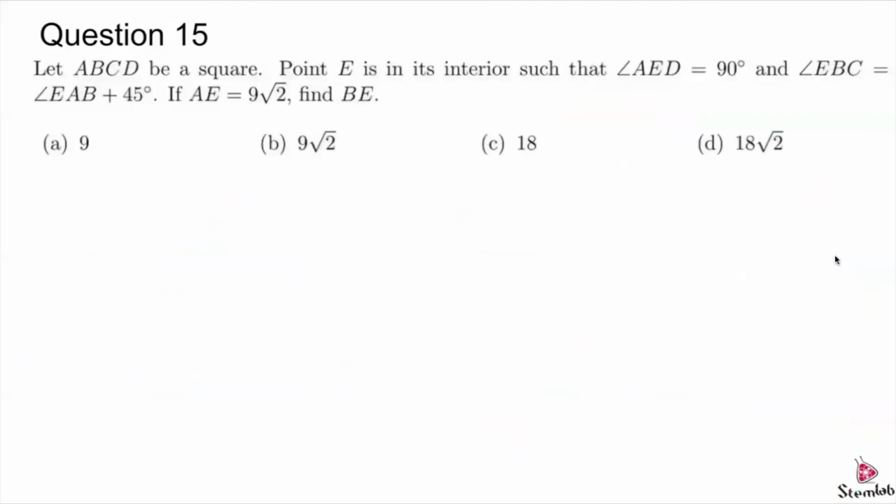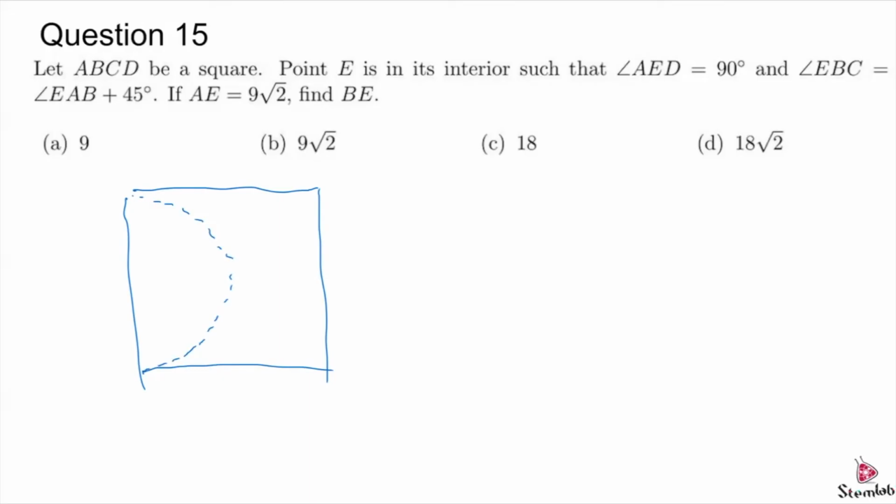Question 15. Let ABCD be a square. Point E is in its interior such that AED is 90 degrees and EBC is equal to EAB plus 45 degrees. If AE is 9 root 2, find BE. Okay, well, let's try to draw this figure out. So we have a square. Okay, and we have some 90 degrees. So for now, I'll try to draw a semicircle. So it helps me draw a 90 degree.